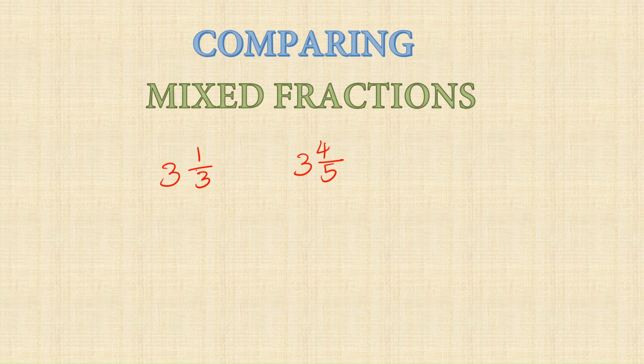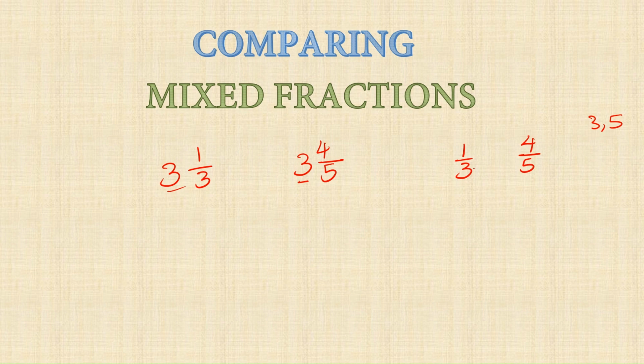Now here again the whole parts are same. So compare the proper fractions from both the fractions, mixed fractions. Now the LCM would be 15, as 3 and 5 both are prime. LCM would be just a product of those two numbers.